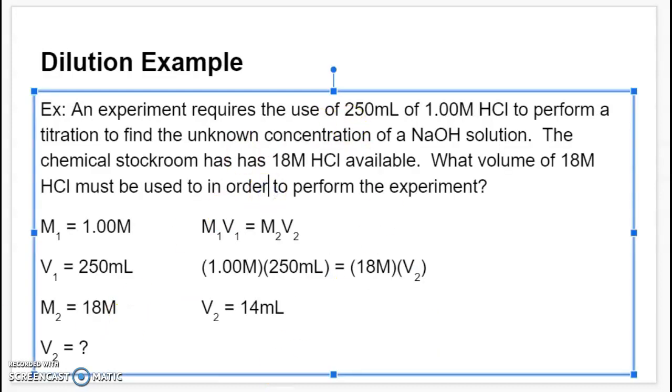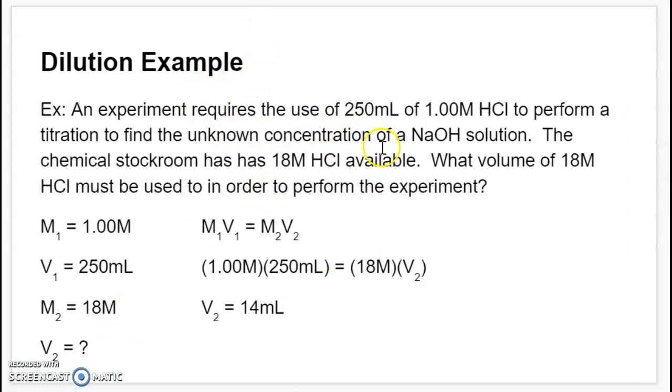An experiment requires the use of 250 milliliters of 1 molar hydrochloric acid to perform a titration to find the unknown concentration of a sodium hydroxide solution. The chemical stockroom has 18 molar HCl available. What volume of 18 molar HCl must be used in order to perform this experiment? So what we know is we need a 1 molar solution, and we know we need 250 milliliters of that 1 molar solution. We know that what we have available is the 18 molar solution in the stockroom.